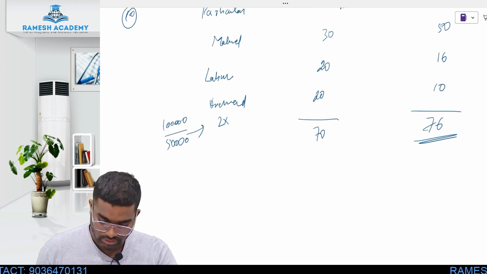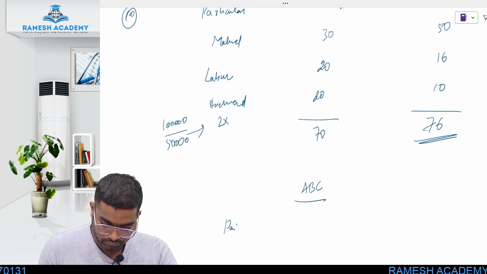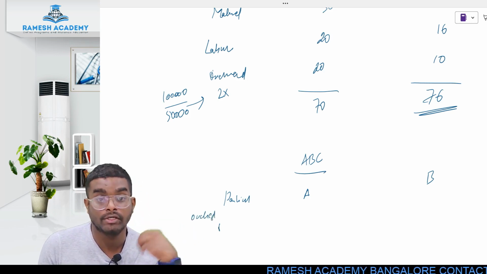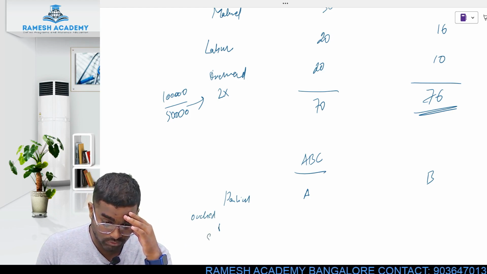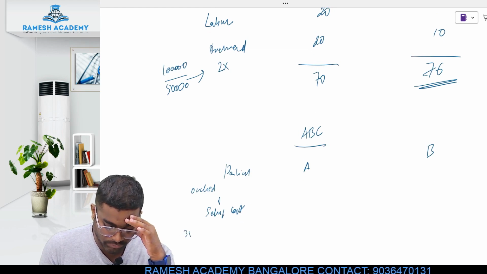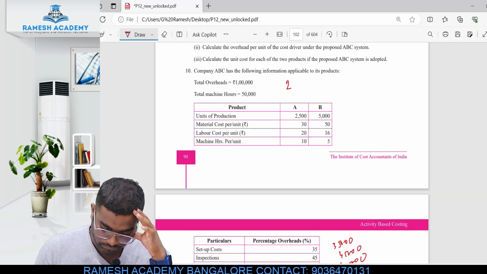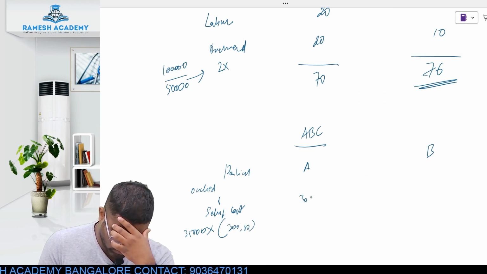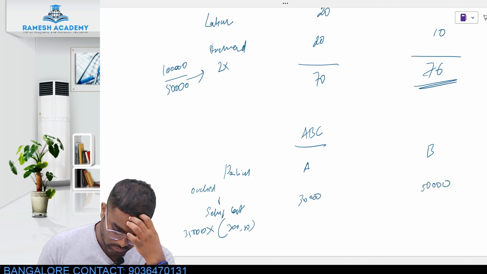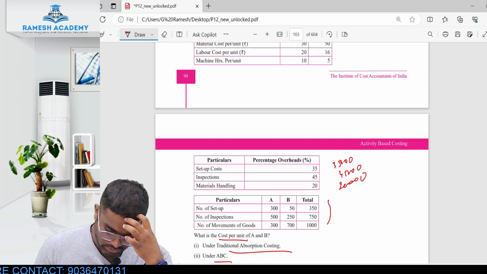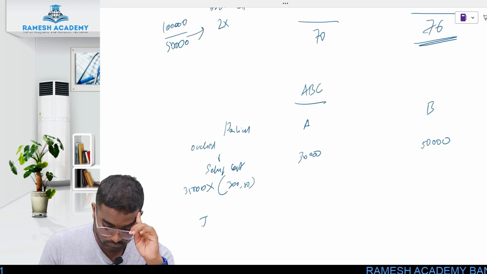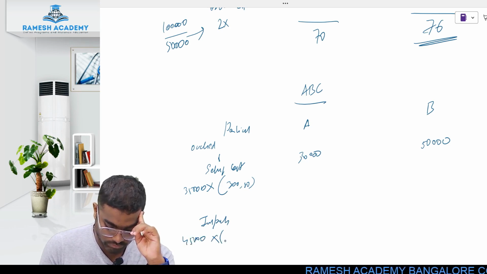That's it. Now ABC is simple. Particulars A and B. First I will calculate overhead, then I'll convert into per unit, then add the material and labor to it. So overhead, first one was setup cost, which was 35%, which means 35,000, in the ratio of setup 350, which means 30,000 here, 5,000 here. Setup cost is done. Next, what is the cost? Inspection 45,000 into 500 and 250, which means 2:1 ratio, which means 30,000, 15,000.